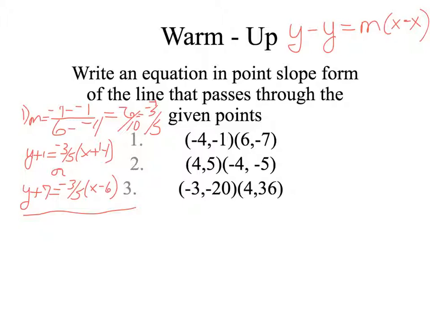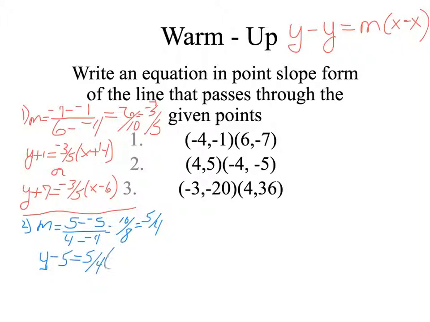Problem 2, same thing. I need to find my slope. So m equals 5 minus -5 over 4 minus -4. It's going to give me 10 over 8, or positive 5/4. Again, plugging into the equation, you could have y minus 5 equaling 5 over 4 times x minus 4, or y plus 5 equaling 5 over 4 times x plus 4.